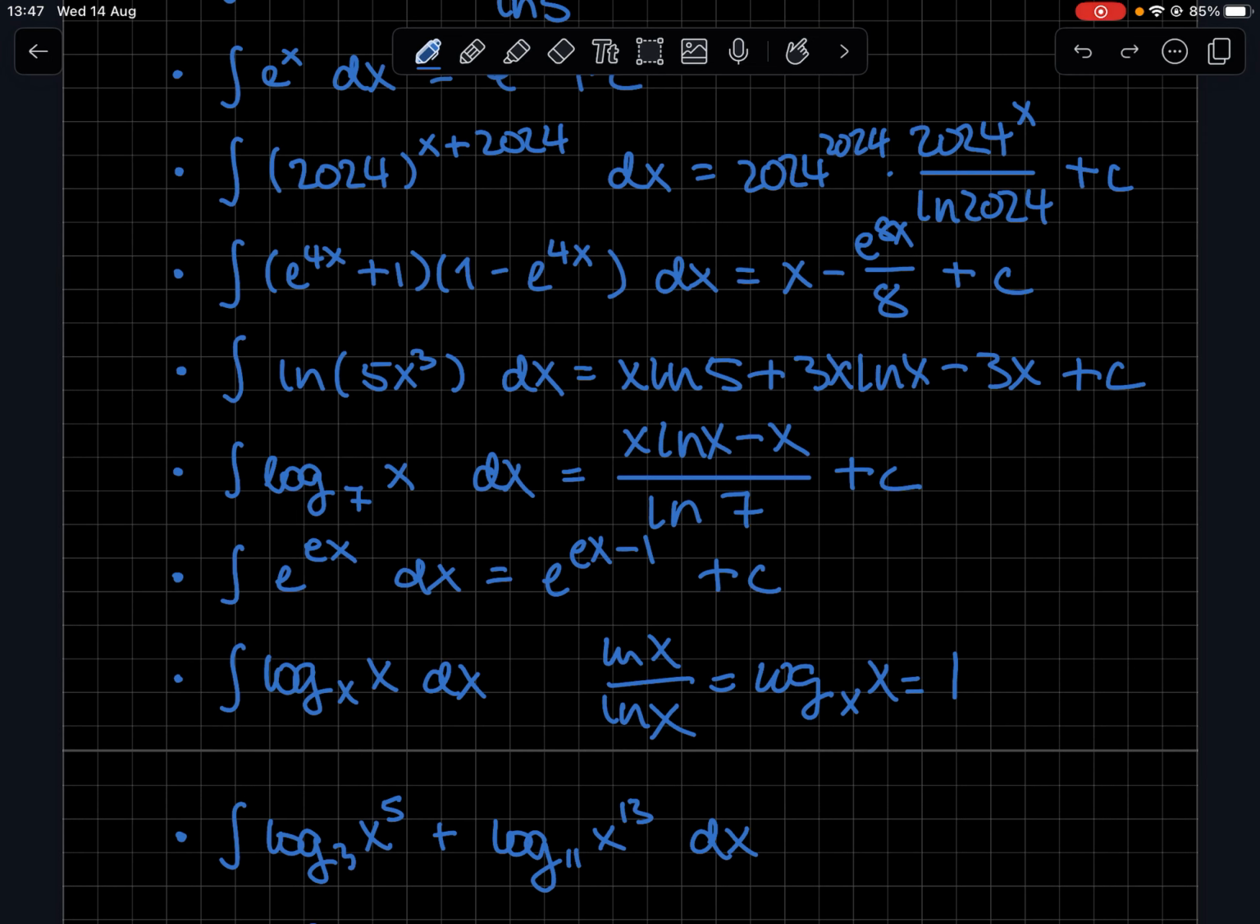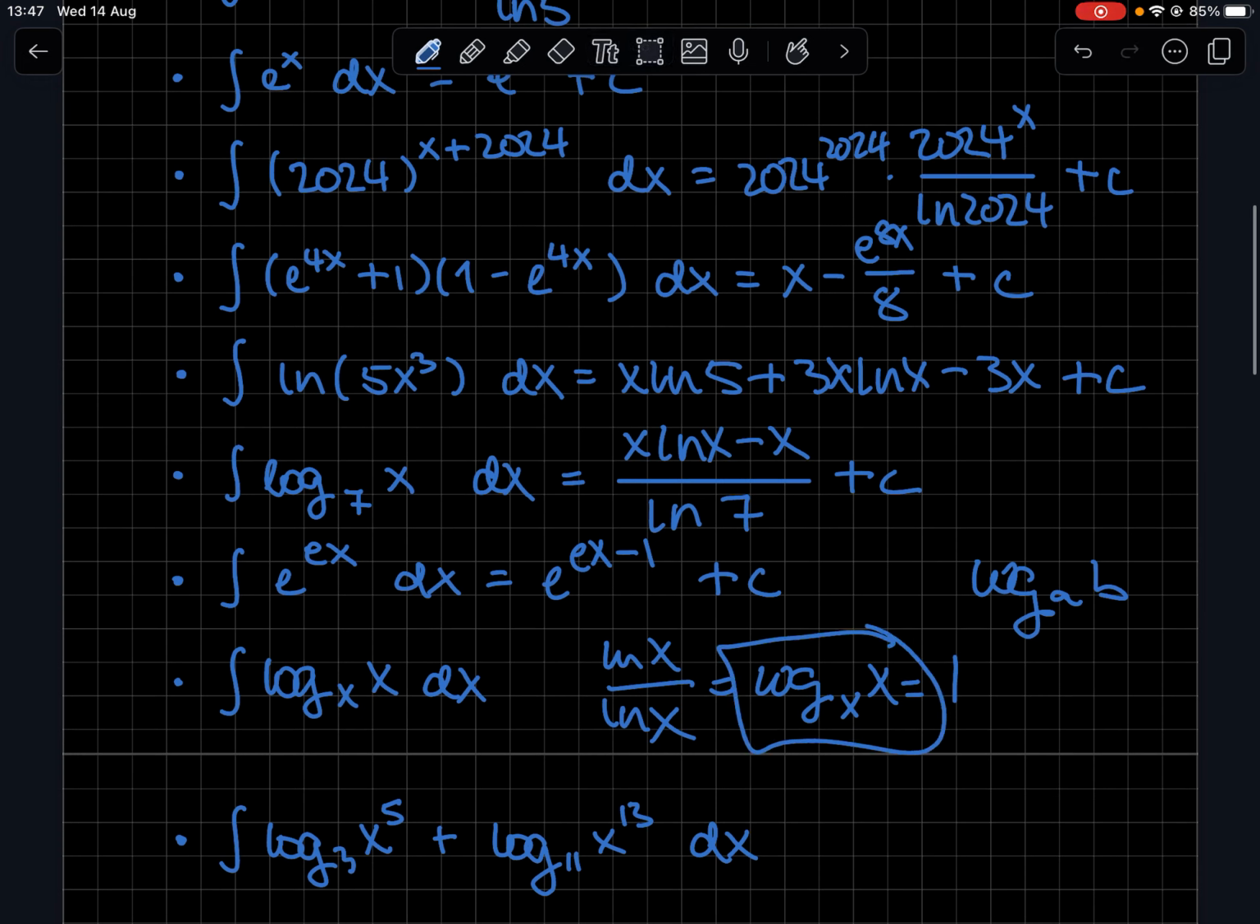And that makes sense. Log base a of b is asking, what power do you have to raise a to get b? And if you apply that on log base x of x, you ask, what power do I have to raise x to get x? And that power is going to be 1. So the integral of 1 dx is always going to be x plus c. So that's the answer to our integral.